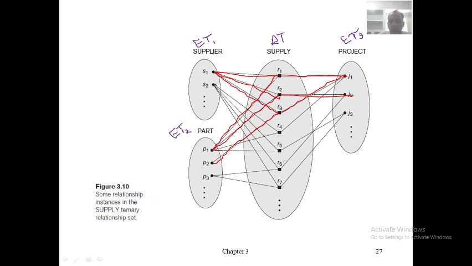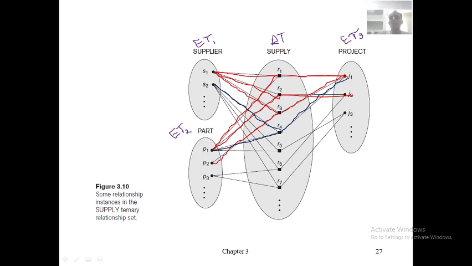This supplier 2 is supplying part 1. That product is supplied by supplier 2 to project 1. It means the same part can be supplied by two different suppliers. Part P1 is also supplied to project 1 by supplier 1. The same part P1 to the same project is supplied by a different supplier.